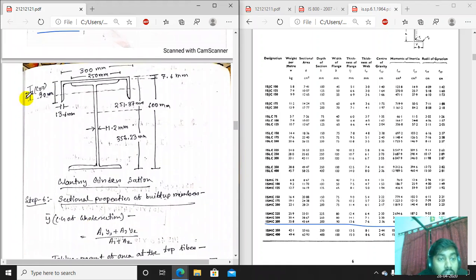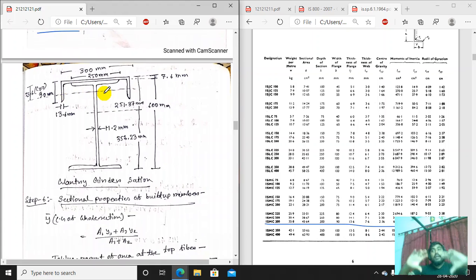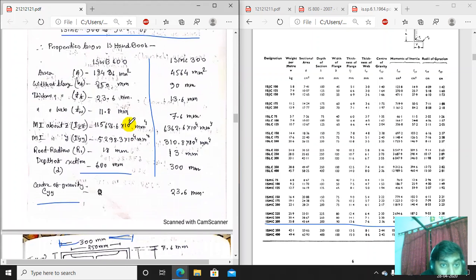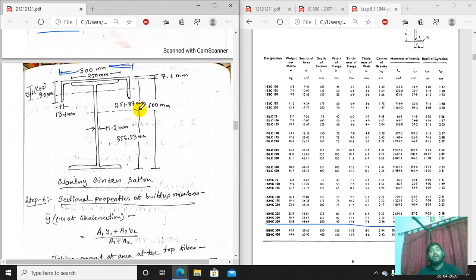So let us draw the section. This is the actual gantry girder section that we have got, the total section. Here the channel section is placed in an upright down position over the I section. So this is the total channel section, placed here. This is the total depth of the channel section, 300 mm. So we are finally getting the total gantry girder section.